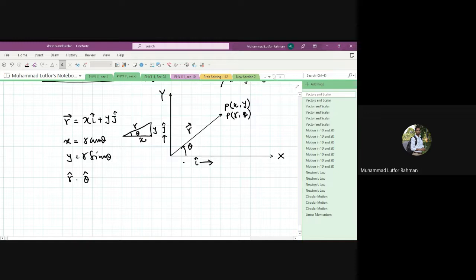So I can say it another way. i is towards the increasing direction of x and j is the increasing direction of y, because i is increasing toward that direction and j is increasing towards that direction, right? Using that analogy, I will say this r hat would be towards that direction.